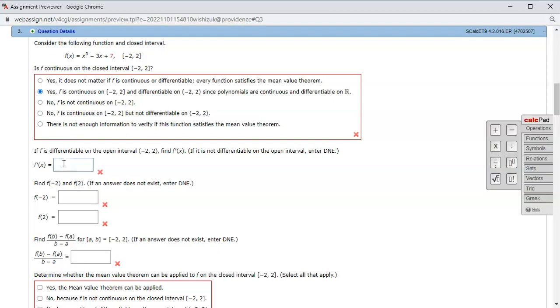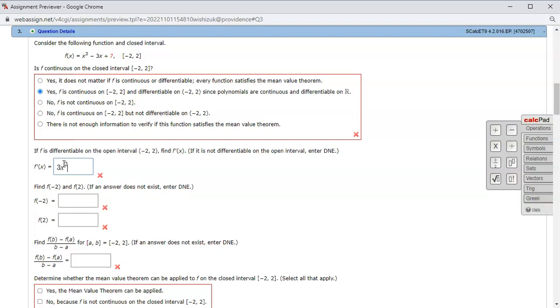Is f differentiable on the open interval? Find f prime. So f prime is just going to be the derivative of that. The derivative of x cubed is 3x squared, the derivative of negative 3x would be negative 3, and the derivative of 7 is 0. So that was that. Then we want to find f of -2.